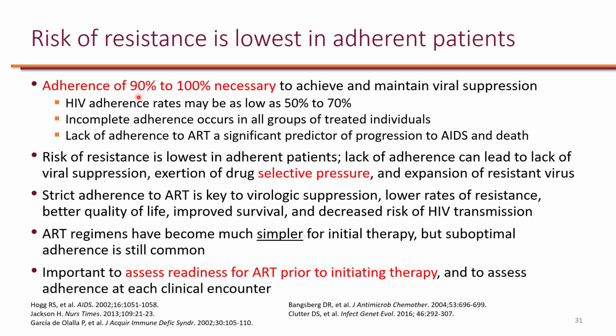And if you think about it, if somebody misses one pill a week, that's about 85 to 86% adherence. So even missing one pill a week is not enough. So they should not miss more than 2 pills a month. So 2 pills out of 28 days will result in about 93% adherence.